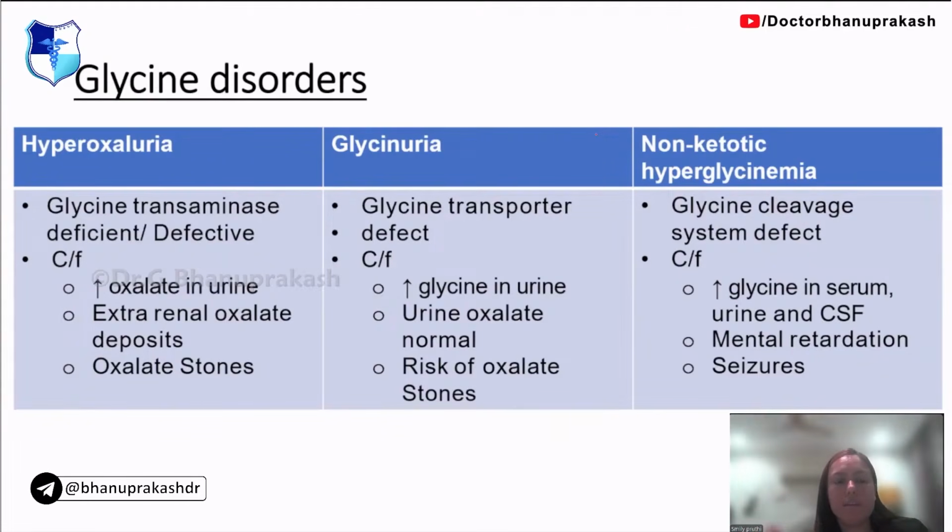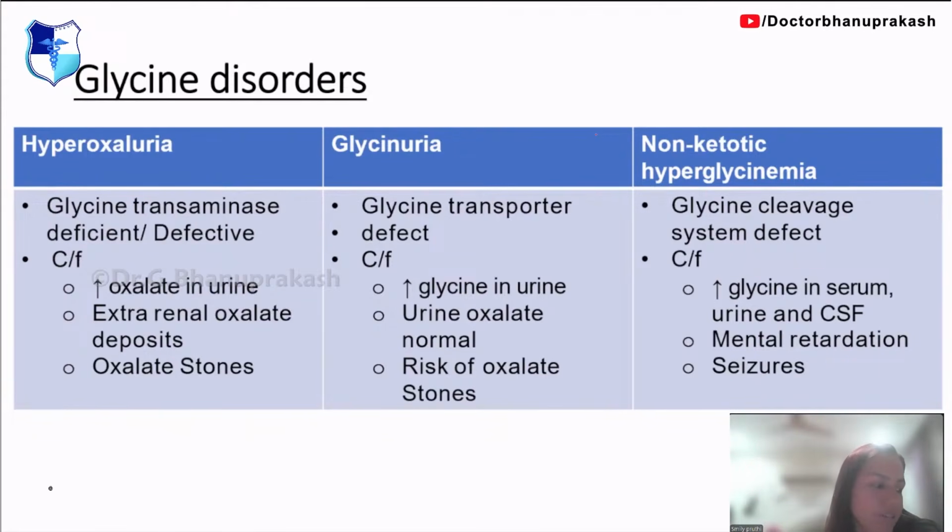Coming to next slide. Again, a concentrated slide. Glycine. There are 3 diseases for glycine. Just read it once. Okay. It is very easy. Don't get scared. Okay. I'll help you understand this.